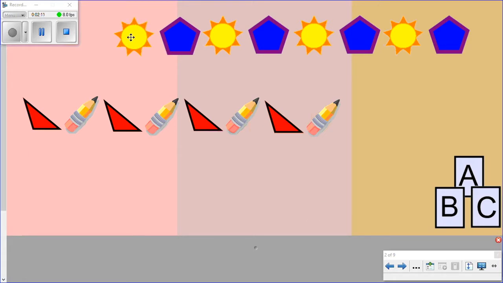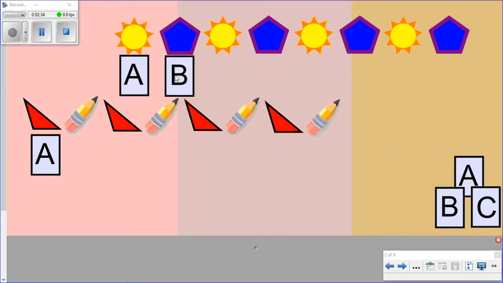Here we have the sun, and we can use the A card to show when the sun comes. We can also use the A card for when we see a triangle. Now we have a pentagon. Pentagon is not the same as the sun, so I can't use an A card. Now I'll use B. And I would also use a B card then for the pencil because it's a different picture than the triangle.